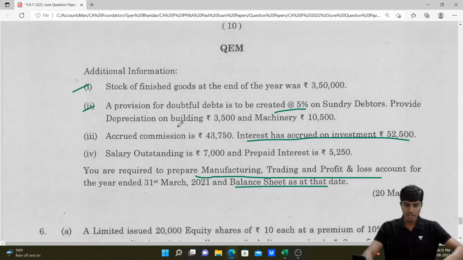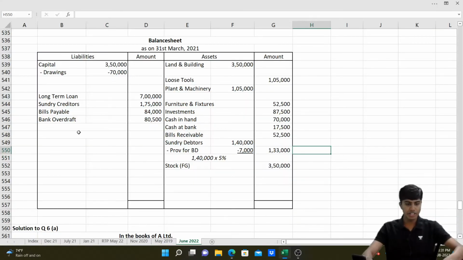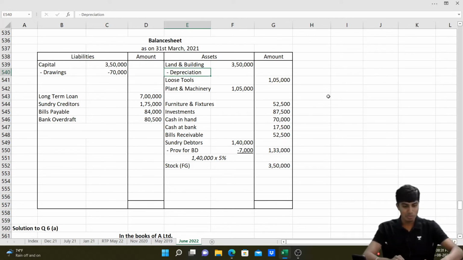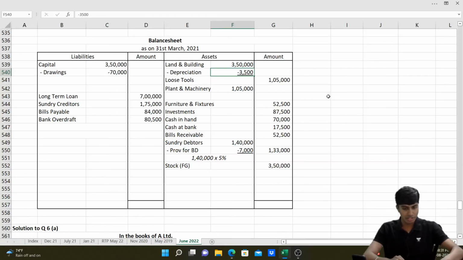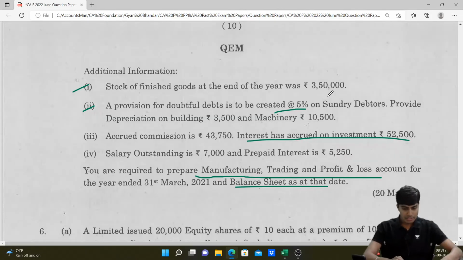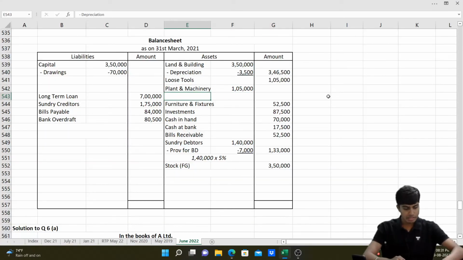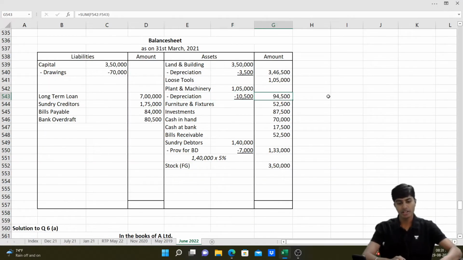Done. So then we have depreciation on building 3,500 and machinery 10,500. Let us depreciate, but we don't have to compute depreciation. They've given it straight. On the land and building, depreciation is 3,500. I'll deduct that to write 3,46,500 in the outer column. And on machinery, it is 10,500. I'll write less depreciation 10,500. That will be 94,500. This 10,500 and 3,500 should come in my P&L debit side.